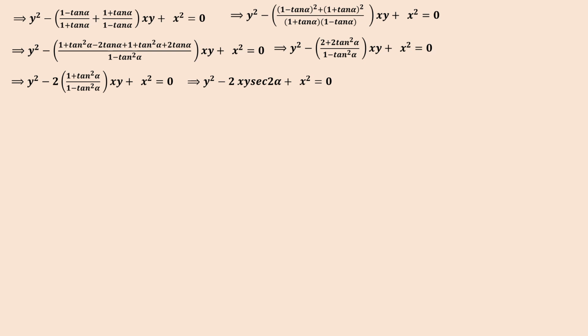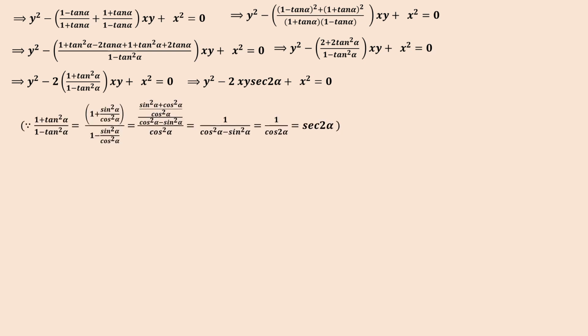So y square minus 2xy secant 2 alpha plus x square. Because 1 plus tan square alpha by 1 minus tan square alpha, tan can be written as sin by cos, so 1 plus sin square by cos square. Similarly, in the denominator, 1 minus sin square by cos square. Taking the LCM cos square alpha, and doing the cross multiplication, in the numerator you will get sin square plus cos square by cos square alpha. Similarly, in the denominator you will get cos square minus sin square by cos square alpha.